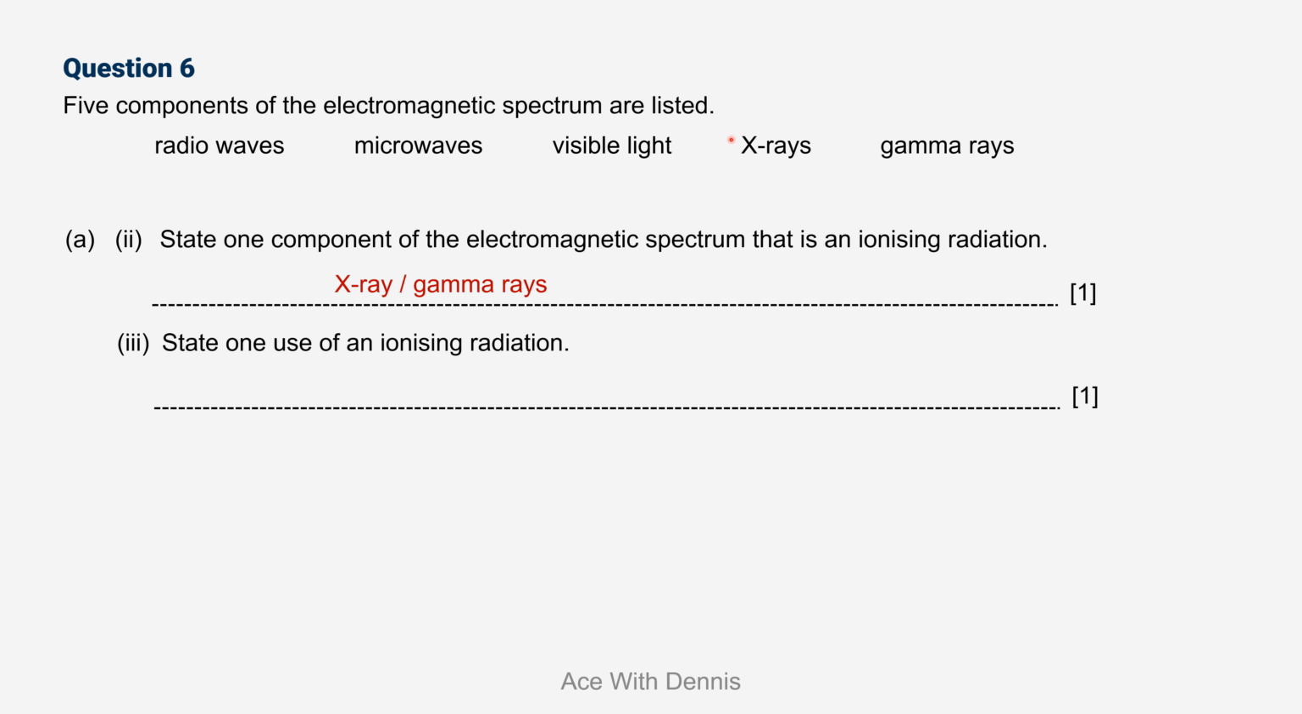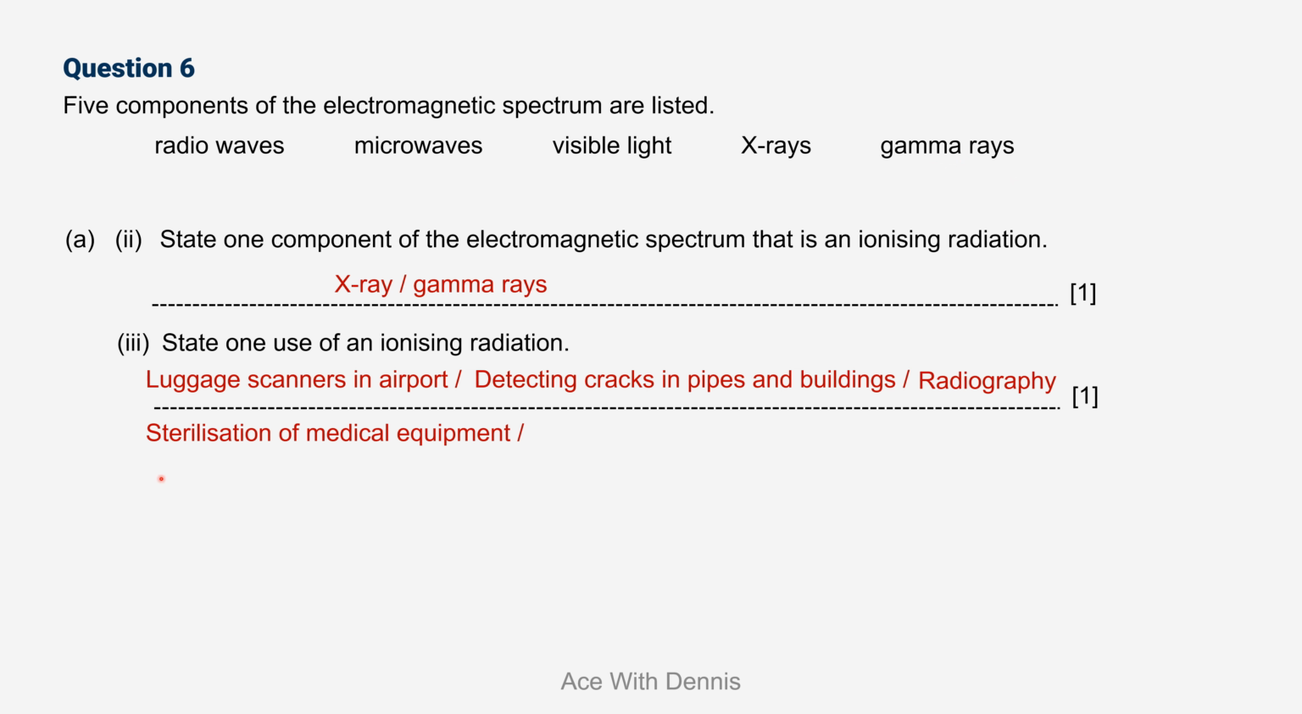X-rays can be used for luggage scanners in airports, or detecting cracks in pipes and buildings, or radiography. Radiography is the one where, let's say we go to hospital and we want to take X-rays, so it is the radiography. We also can think about the use of the gamma rays, which are sterilization of medical equipment or killing cancerous cells in radiotherapy. So you just need to write one of these answers.